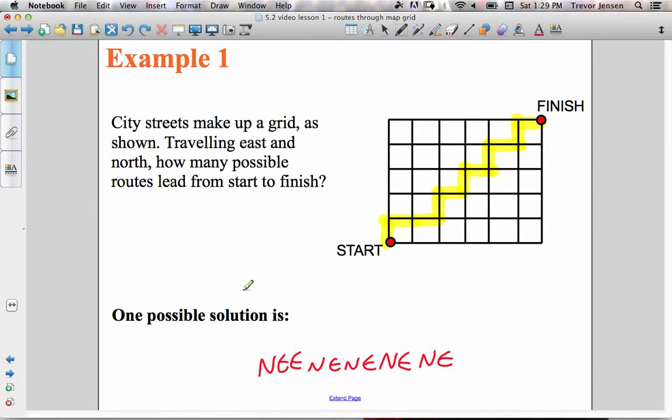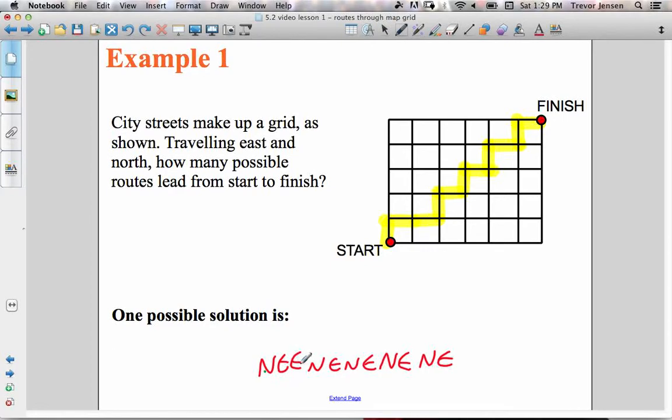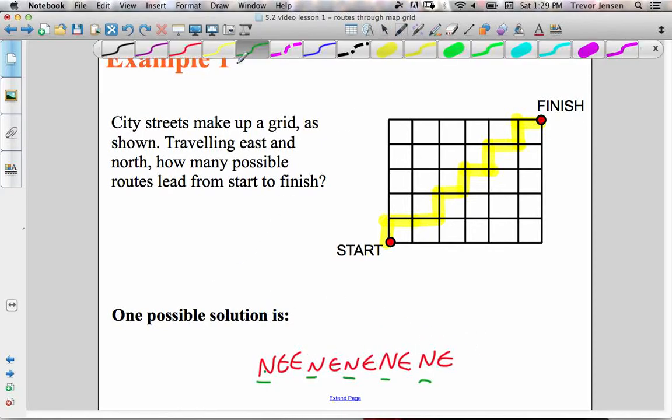So, first of all, let's analyze this route that we chose. For this route, there were 1, 2, 3, 4, 5, 6, 7, 8, 9, 10, 11 moves we had to make. Of those 11 moves, 1, 2, 3, 4, 5 were north, and that must mean 6 of them were east. 1, 2, 3, 4, 5, 6 were east. And no matter which route we chose, of all the different routes we take, they're all going to be made up of those same components. They'll just be in different orders.